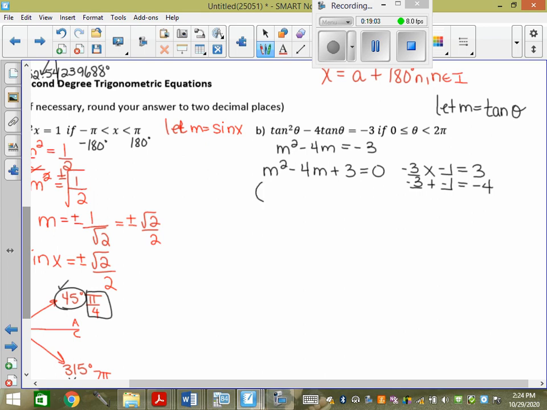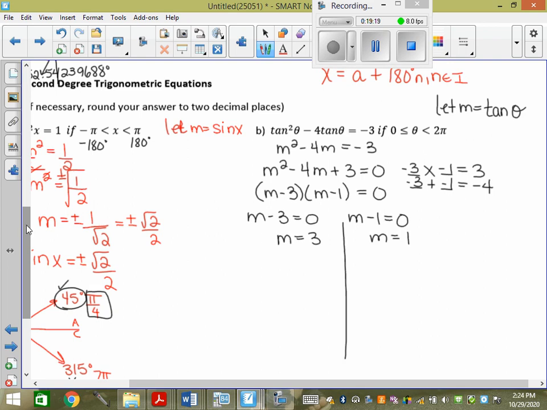So I'm going to get m minus 3, m minus 1 equals 0. And then I get m minus 3 equals 0, m minus 1 equals 0. m equals 3, m equals 1. And I get tan theta equals 3, tan theta equals 1. Some people will say, well, tan theta can't equal 3.